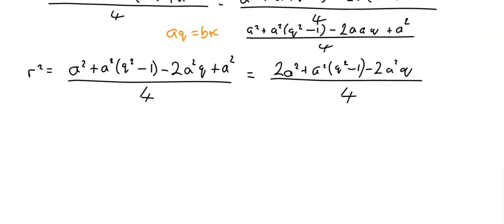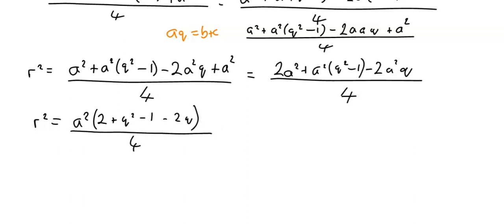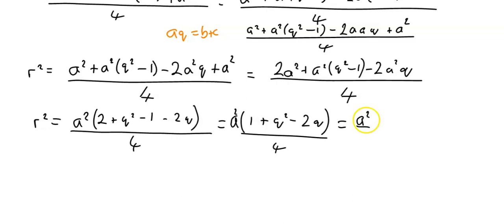And then we can factorize. And so we have r squared equals a squared into (2 plus q squared minus 1 minus 2q) all over 4, which is (1 plus q squared minus 2q) over 4. And that is a squared over 4 times (1 minus q) all squared, and that is r squared.